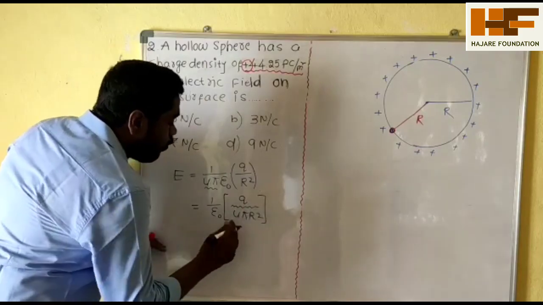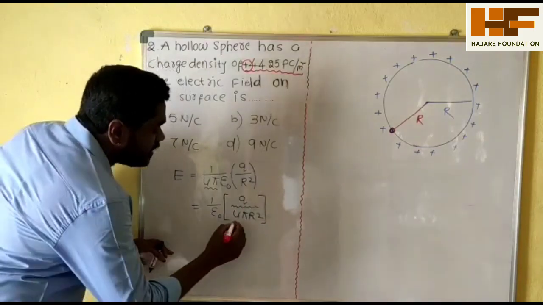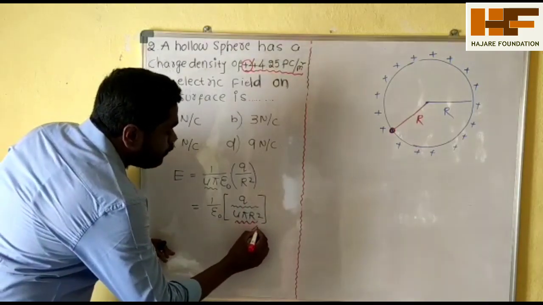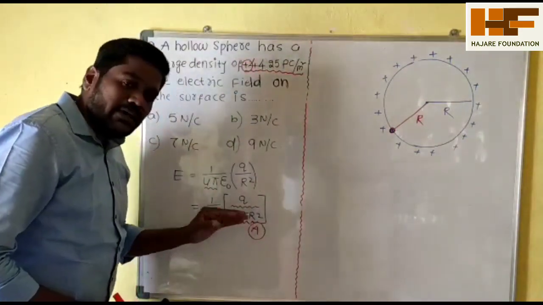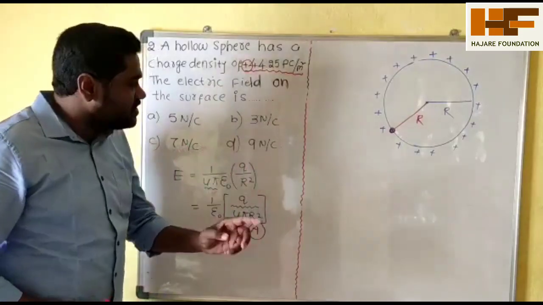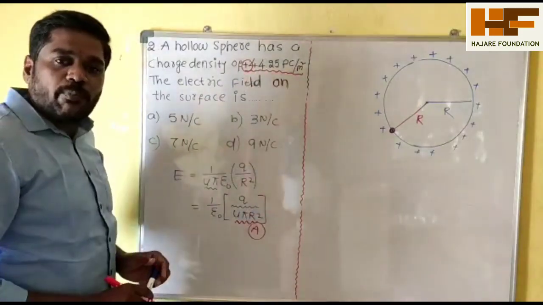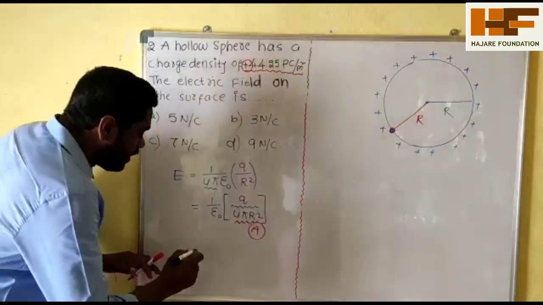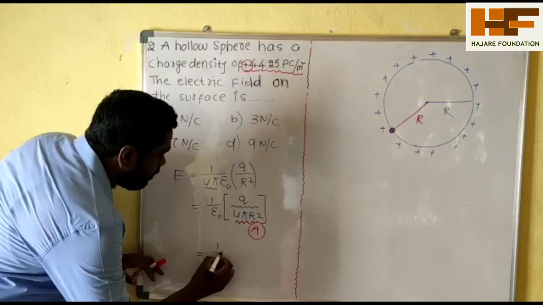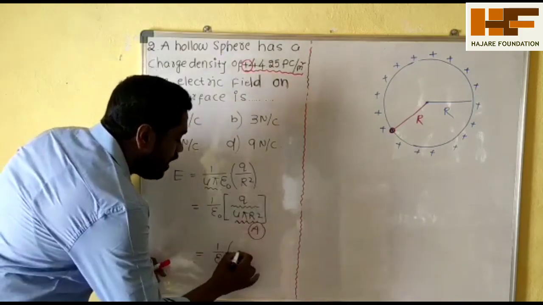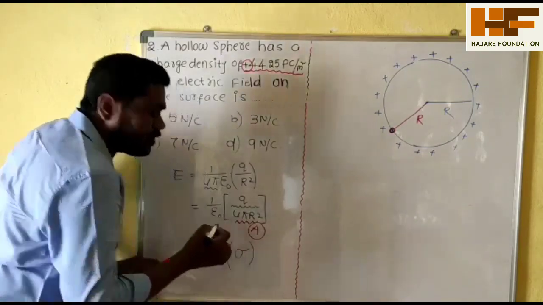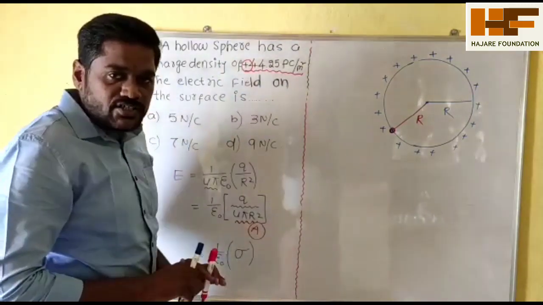So now tell me, what does this 4 pi r square indicate? Area. Correct? Therefore this is charge by area, the surface charge density. How much have they given? 44.25. Therefore now you can write that this is equal to 1 by epsilon naught into, in place of this total term, I am writing sigma. What is sigma? The symbol for surface charge density.